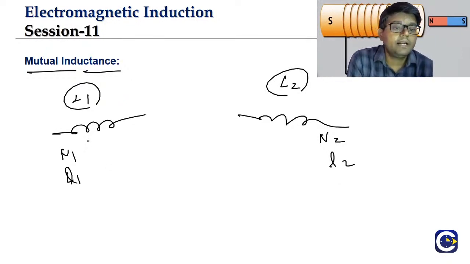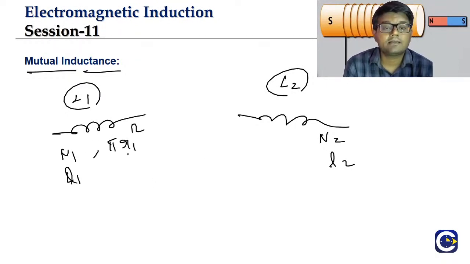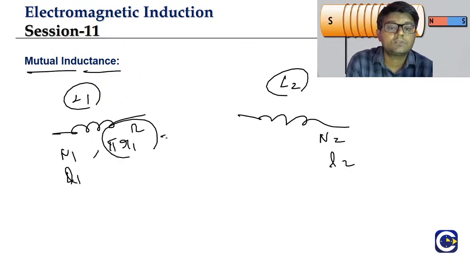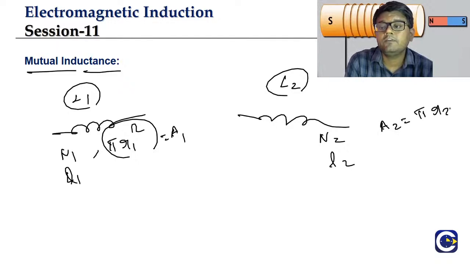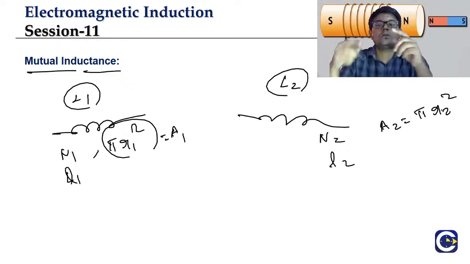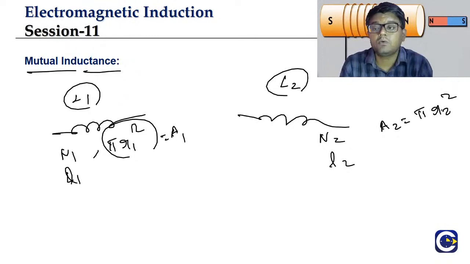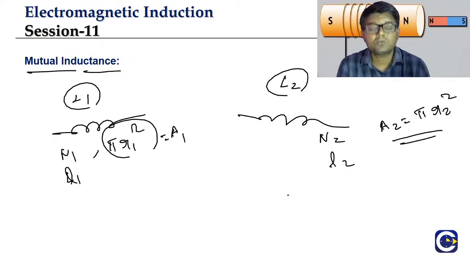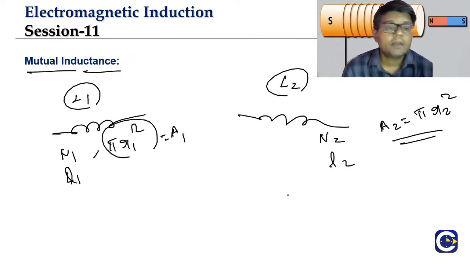Let us say the radius of the circular part is R1 here. So area of cross section is what? Pi R1 squared. Here, if you take the circular coil radius as R2, the area of cross section will be equal to what? Pi into R2 squared. So we have two inductors. Now what is the mutual inductance concept?